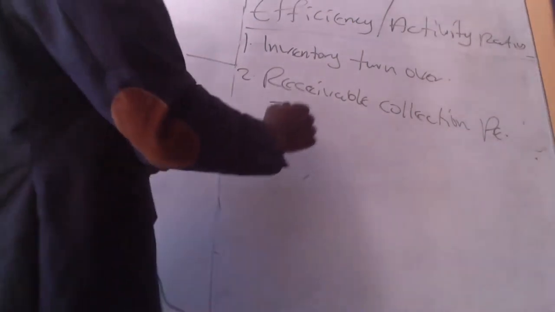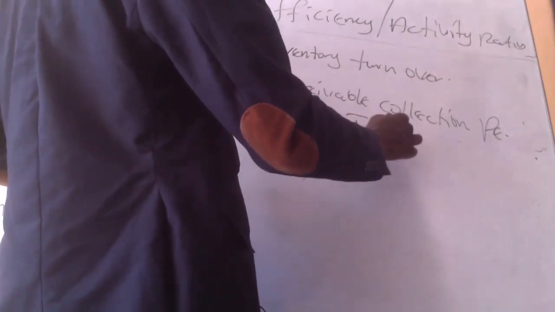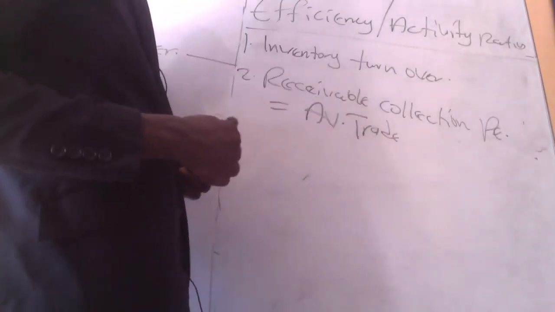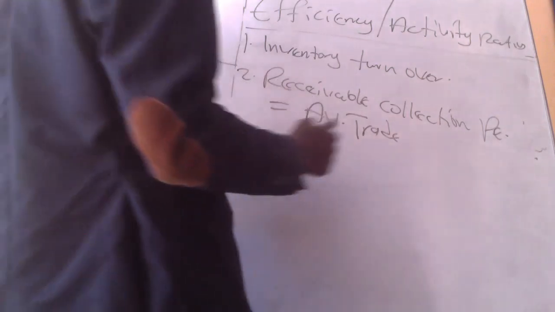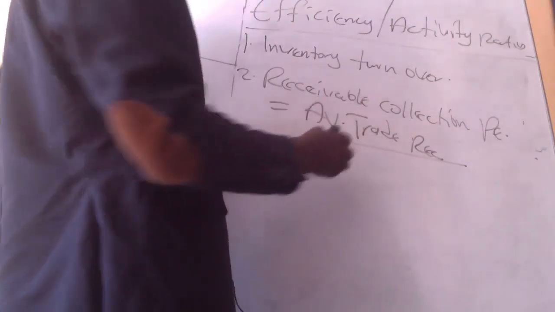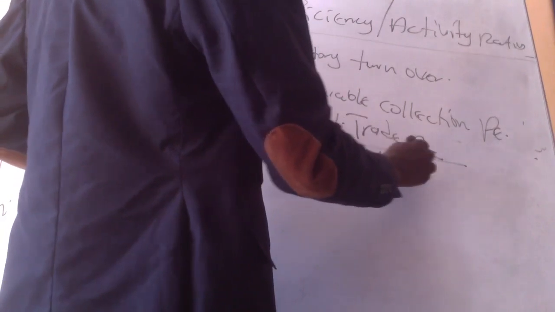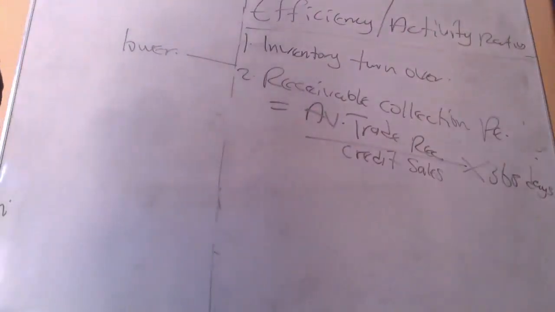Then it will be average trade receivable. Take note, because we are talking about customers. Not all receivables come as a result of customers. So that's trade receivable, all divided by the credit sales, right? So credit sales, year 2, times 365 days. That's the number of days that the company has in a year. So take notes for me. Good.